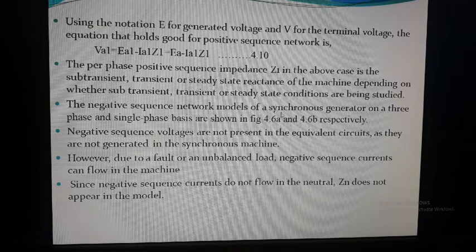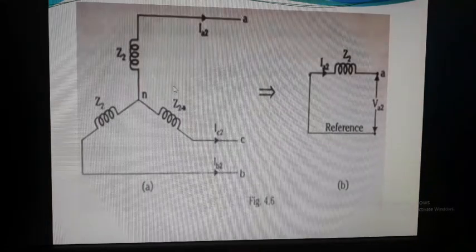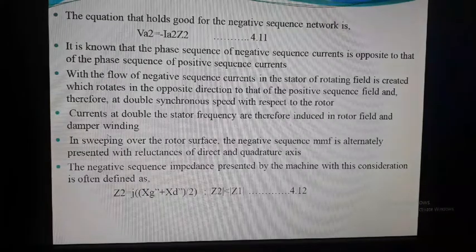The negative sequence network model of the synchronous machine on a three-phase and single-phase basis is shown in figures 4.6a and 4.6b. When negative sequence currents flow in a synchronous generator, there are no induced EMFs, so the induced EMFs are not shown here. Z2 represents the negative sequence impedance. As it is a balanced condition, it can be represented by a single-phase representation, which consists of only the negative sequence impedance.